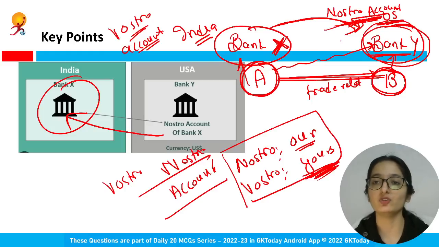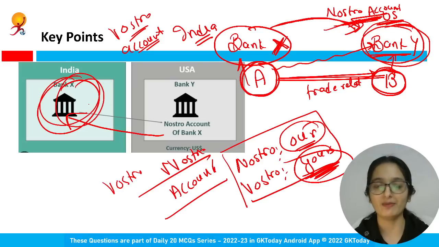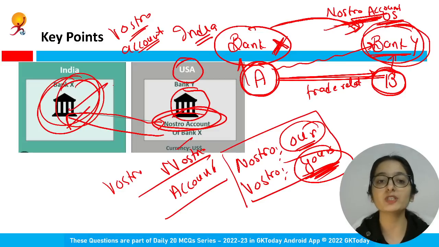So this way, if it is our account, it is nostro. If it is your account, it is vostro. So similar is the case. Now if bank X in India is allowed to open an account in bank Y, and that bank Y is in the US, the currency will be US dollar there. So that account will be a nostro account, because from the Indian perspective, it is our account.